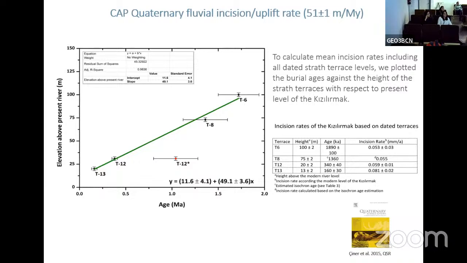What we get here is something around, if I'm not mistaken, 50 meters per million years. It's pretty low because in the south, where we also work, in the Taurus mountain range, it is like 10 times more than that. It's much faster in the south, because of the subduction under the Cyprus arc, which is uplifting much faster than the central part.